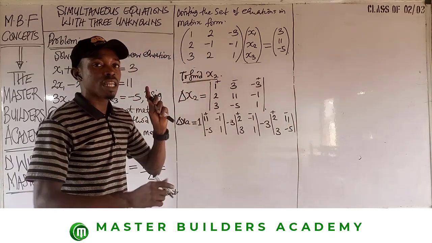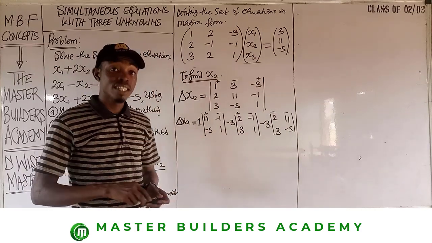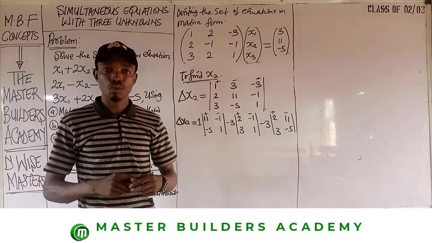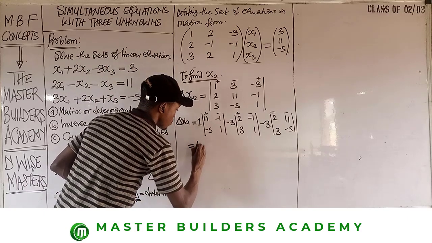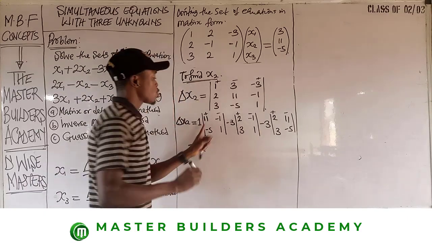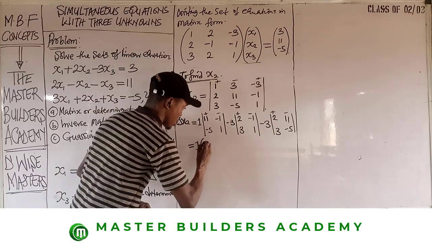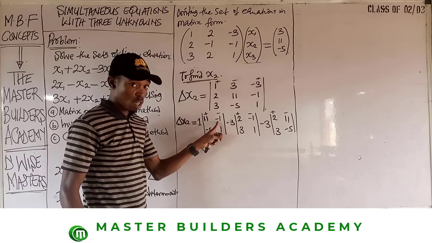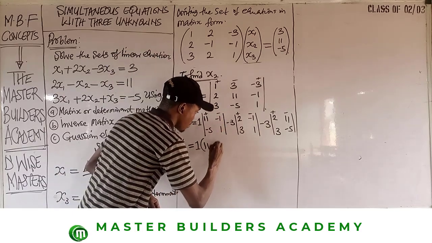This is a condition that you must not joke with anytime you are using the determinant method by Cramer's rule. Are you there? So in order to have this achieved, guys, this becomes 1 into, remember we are doing what we call diagonal multiplication. 11 multiplied by 1 will give us 11. Now, negative 1 multiplied by negative 1 will give us positive 1 here. So, plus 1 times negative 5 will give us minus 5.